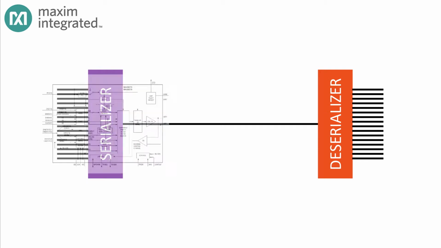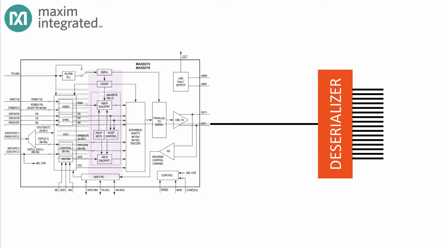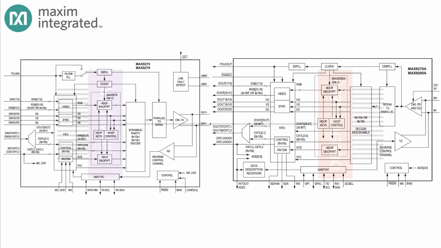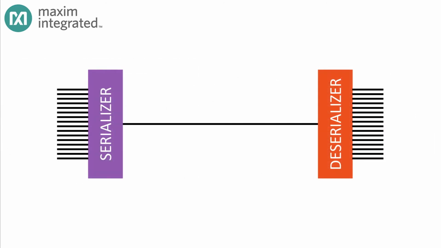A serializer is really much more than just a parallel to serial converter, and a deserializer is much more than just a serial to parallel converter. There's a lot more logic in there than just a shift register. Maybe an analogy is in order.